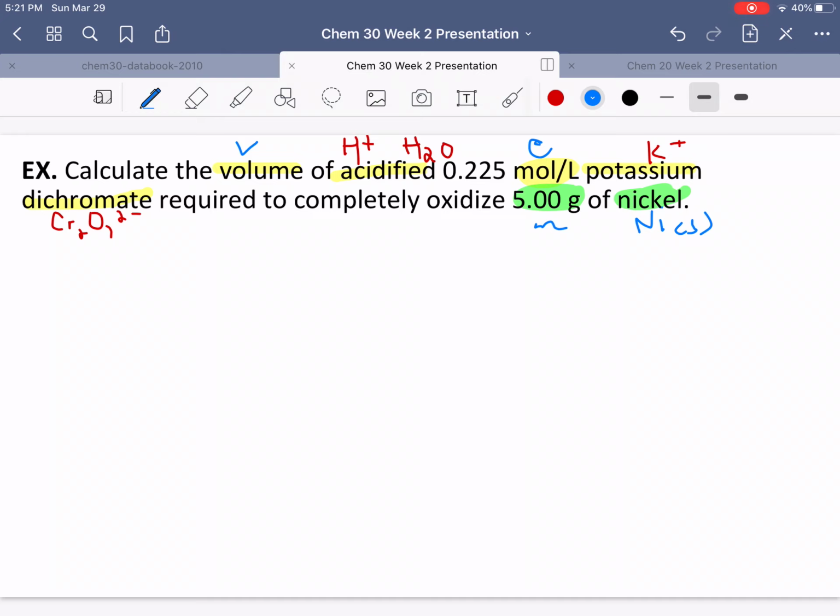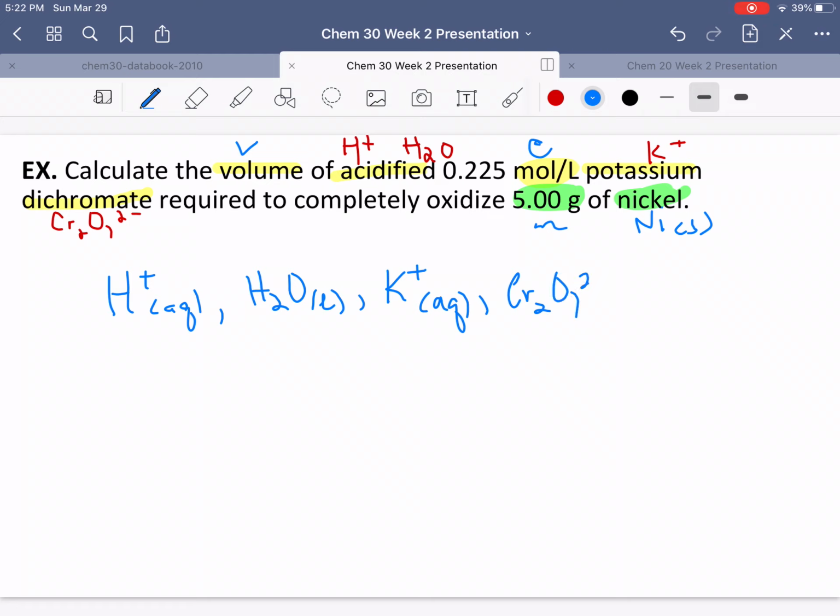All right, let's keep going. How are you going to write a balanced reaction here? I don't give you a reaction. This goes back to last week's lessons where you need to take note of absolutely everything that's present. And in this situation, we have H+ aqueous present because it's acidified. We have liquid water because we have solutions and we have an acid. We have potassium dichromate, so you split that up. It's an ionic compound. Remember, they dissociate. K+ aqueous, dichromate, the Cr2O7 2- aqueous, and last but not least, our solid nickel.